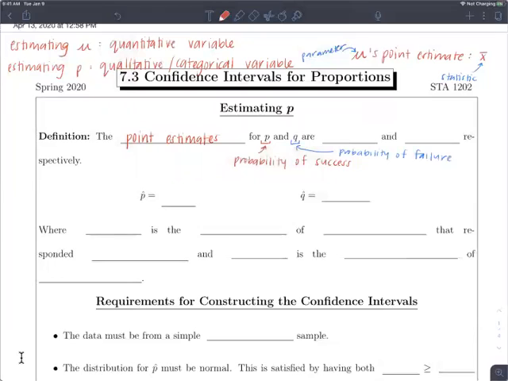Because remember, do you guys remember what Q is equal to in terms of P? Actually, we're going to write it down right here. So let's say I tell you that the probability of success of it raining is 30%. What's the probability of failure?